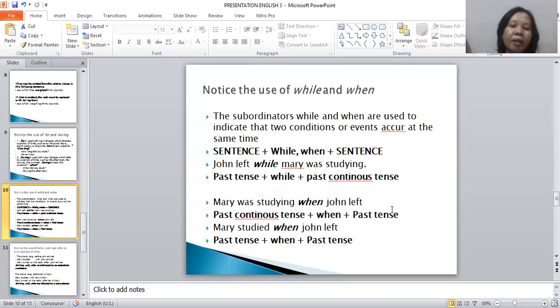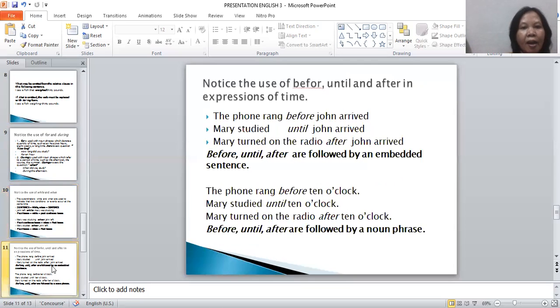And when we use while, we use past tense first, while, and then past continuous tense. And when we use the subordinator when, for the first sentence it is past continuous tense, when, and then past tense. Or when can also be used with past tense in the first sentence, when, and past tense. For example, Mary studied when John left.